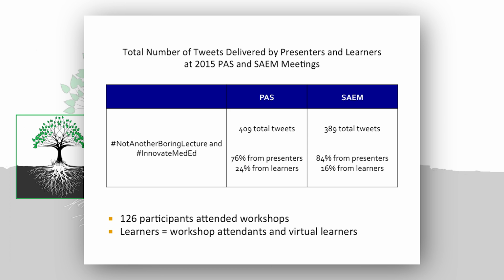For PAS, we had a total of 409 tweets delivered, including one of our hashtags, of which 76% were from our presenters and 24% were from learners. At SAEM, we had a total of 389 tweets delivered containing one of our hashtags, of which 84% were generated from our presenters and 16% were generated from learners.